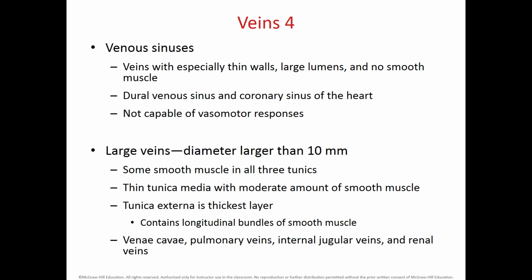Now, the medium-sized veins will merge and form large-sized veins that have a diameter larger than 1 centimeter or 10 millimeters. And within these large veins, some of them will have smooth muscle in all 3 tunics. The tunica media is thin, and it has a moderate amount of smooth muscle, while the tunica externa is the thickest layer, and it will have longitudinal bundles of smooth muscle. Examples of these large veins are the vena cava, the pulmonary veins, the internal jugular veins that are located on the sides of the trachea, and the renal veins.